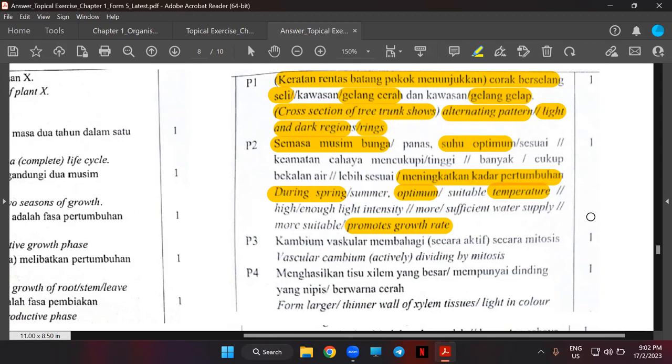So you already get 2 marks right now. Dah dapat 2 markah setakat ini. Markahnya penuh ialah 6. Cambium vascular membahagi secara aktif secara mitosis. Vascular cambium actively divides by mitosis.